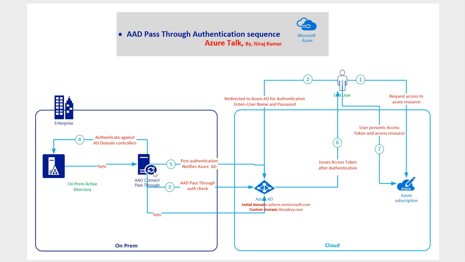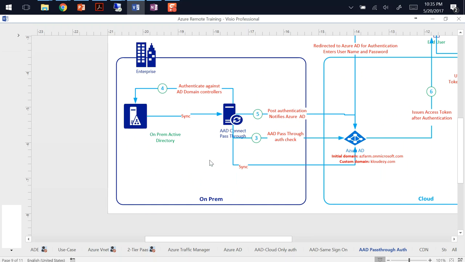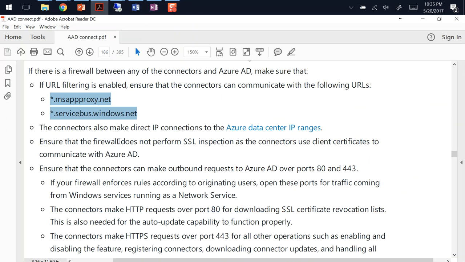So you will have to open your source will be the IP address of your Azure AD Connect pass-through server, and your destination would be the MS proxy and the Azure Service Bus and the Azure data center IP addresses that I just referred you to in this article. This one. So this only would be an outbound.